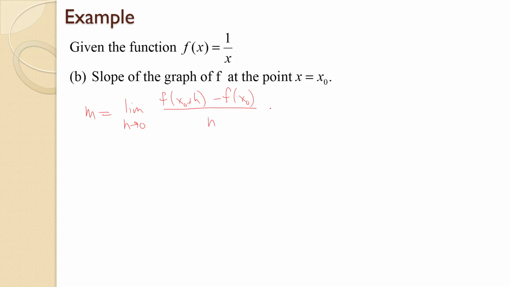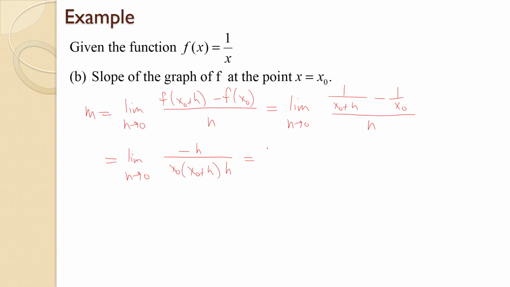Now, since you just saw the previous example, I'll skip ahead here. This is then the limit as h approaches 0. You'd have 1 over x naught plus h minus 1 over x naught, further divided by h. And that would then equal the limit as h approaches 0 of, adding the fractions and simplifying them this time, doing it quickly, you would get negative h all over x naught times x naught plus h, and that's still divided by h, so I have to put a division by h here like I did before.